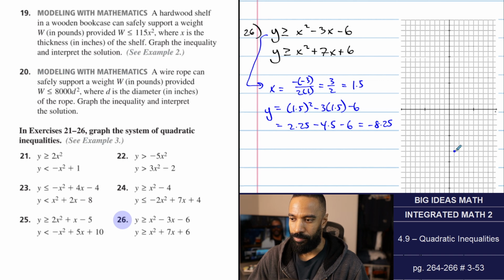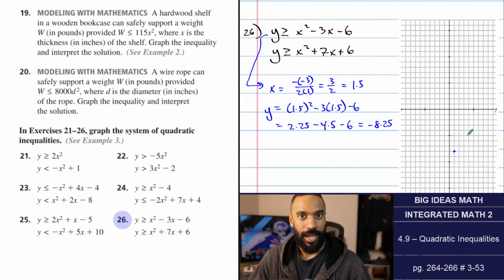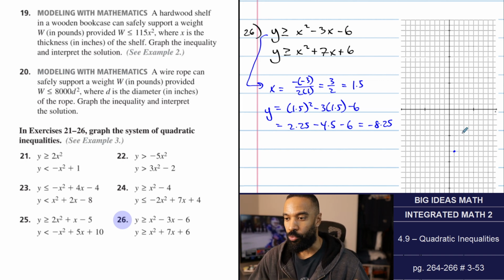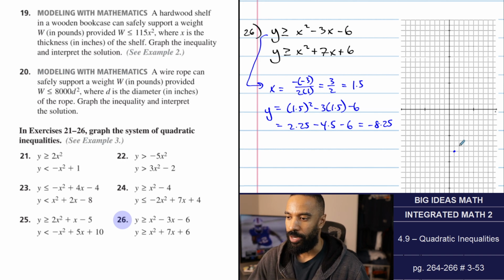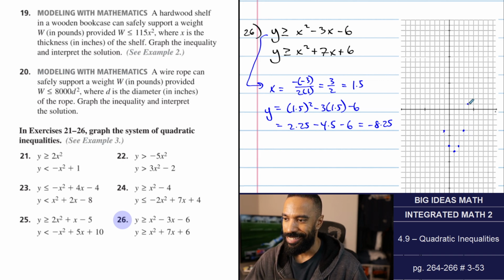I think I'm already kind of checking out when it comes to the graphing aspects of this. So I really want to get these in. So 1, 1, 2, 4, 3, 9, 4, 16.